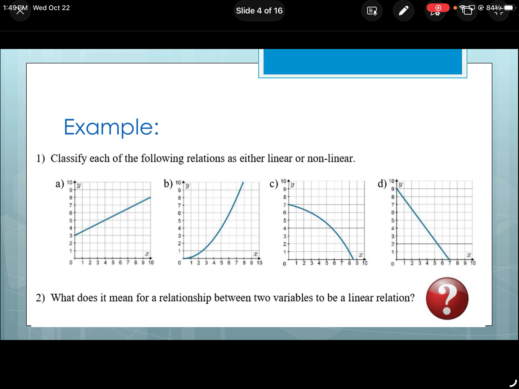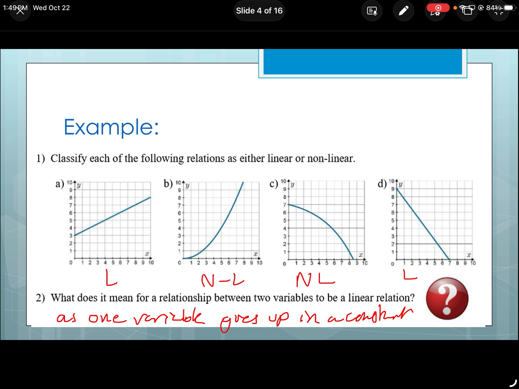So, example then, which of these are a linear relation? We can see it right here. This is linear, this is non-linear. This is non-linear, this is linear. Doesn't matter if it's going up or down. Is it a straight line? That's basically it. What does it mean for a relationship between two variables to be a linear relation? It means as one variable goes up in a constant rate, so does the other.